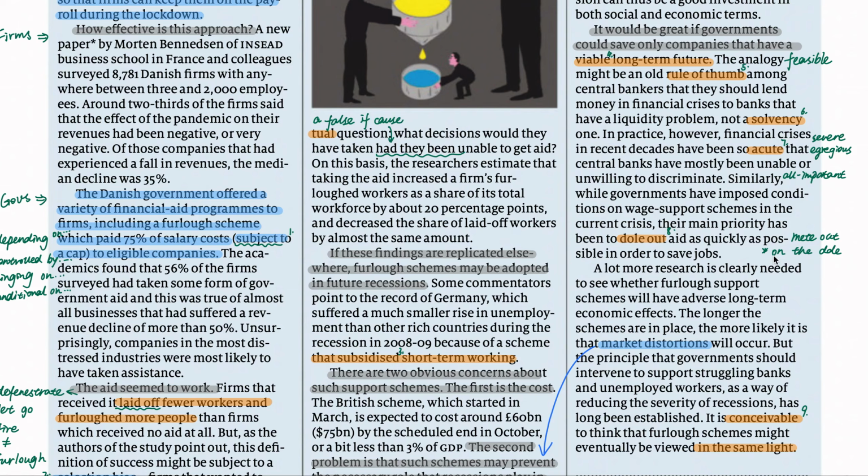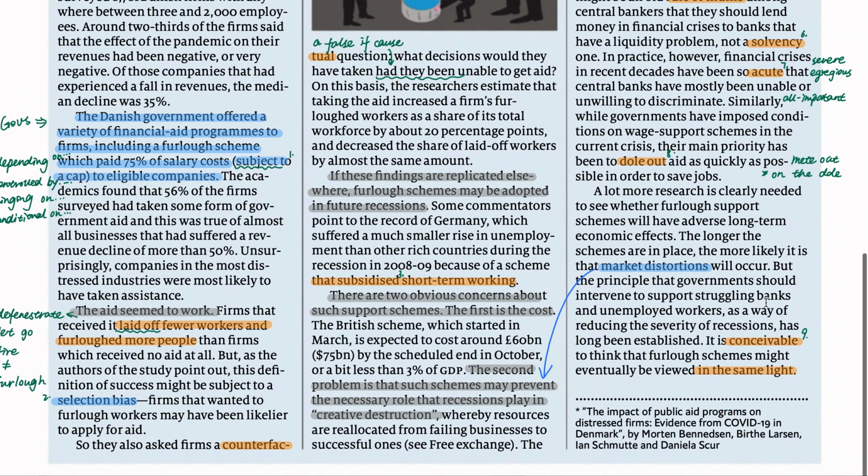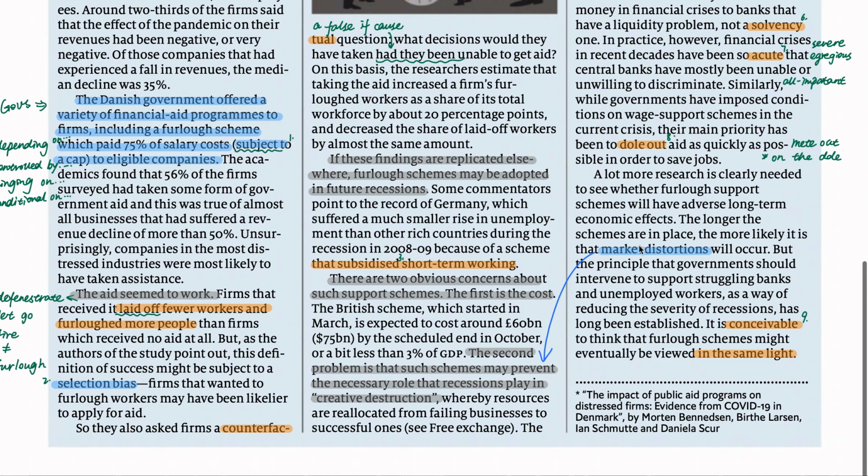Also you could say someone is on the dole, which means this person is receiving government unemployment benefits. Next bit, the longer the schemes are in place, the more likely it is that market distortions will occur. Market distortions right here, I think it refers to this bit, because such schemes may prevent the necessary role that recessions play in creative destruction, which means the role of the market.